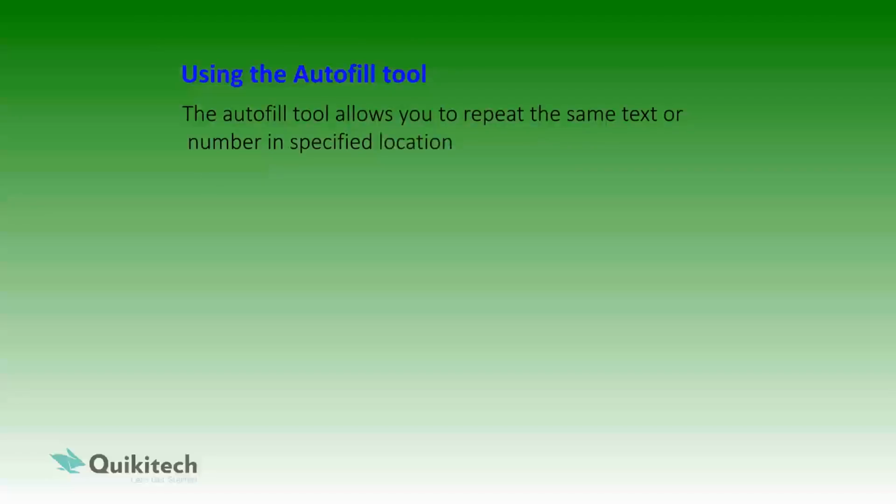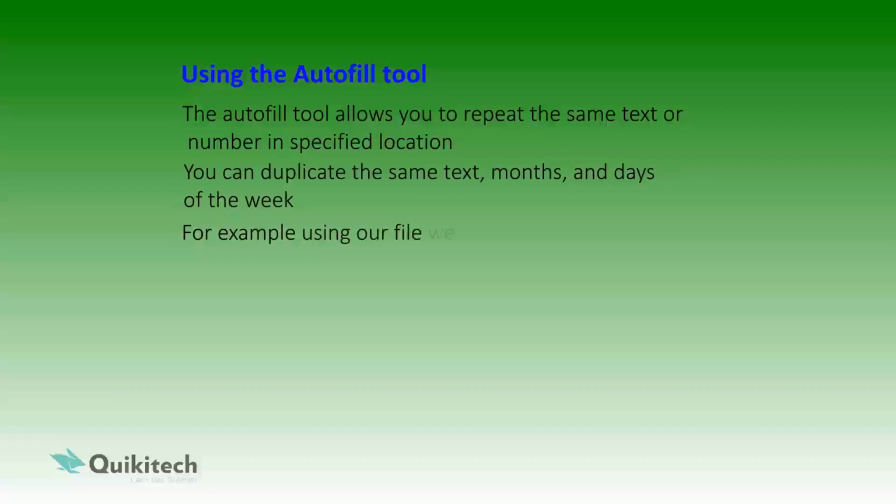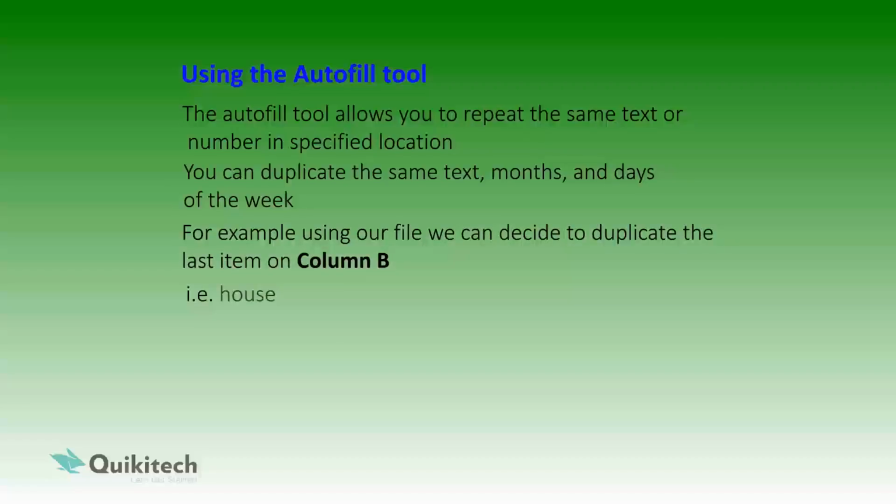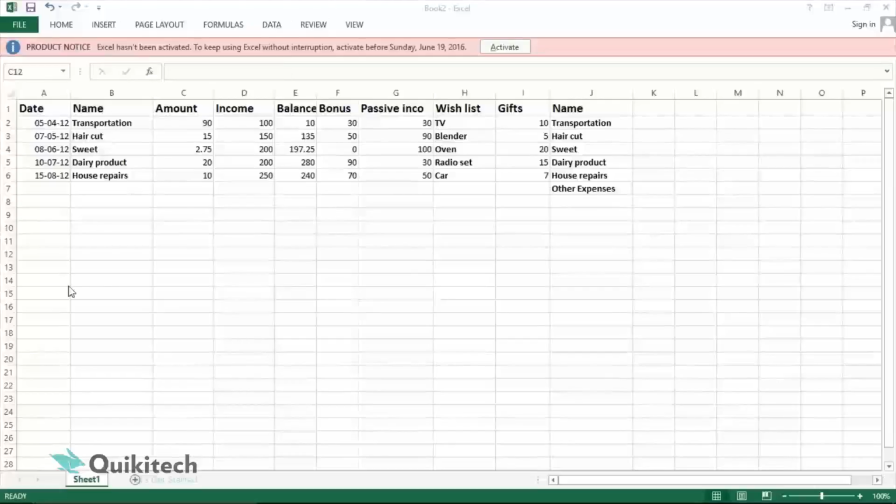Using the Autofill tool. The Autofill tool allows you to repeat the same text or number in specified locations. You can duplicate the same text, months, or days of the week. For example, using our file, we can decide to duplicate the last item on column B, i.e., house repairs. The following are the steps to do it. To duplicate the same text, 1. Click on the cell containing that text.